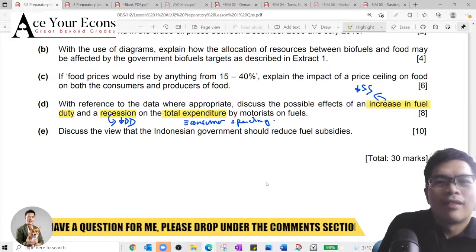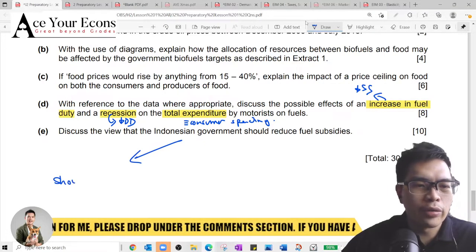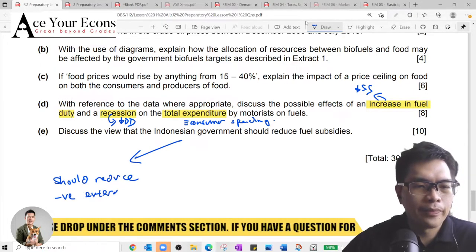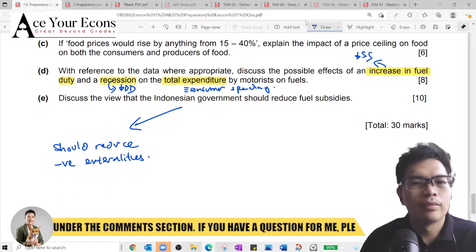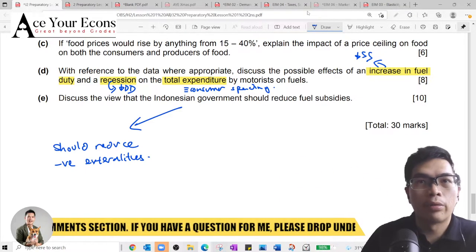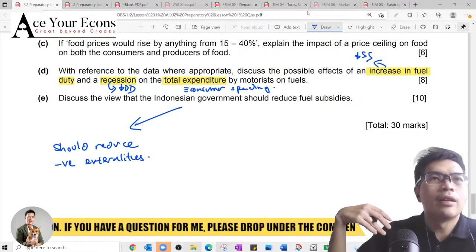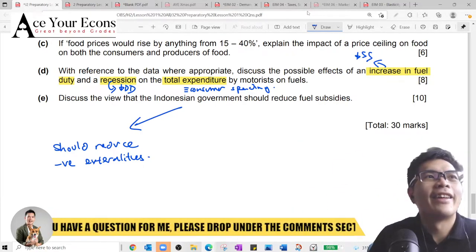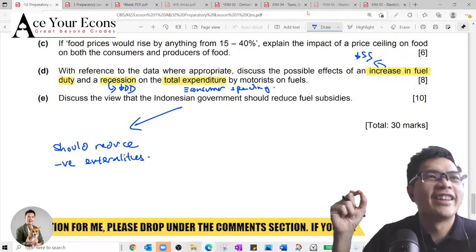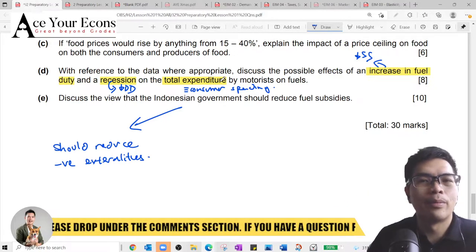Okay, great, we have one. We've got 1 point already. So we should reduce, agreed, because of negative externalities. We agree that the principle behind fuel subsidy is going to result in overconsumption of fuel. So if we take back fuel subsidy, it acts like a, that's a T word, it acts like a tax. Then we can curb the overconsumption problem.